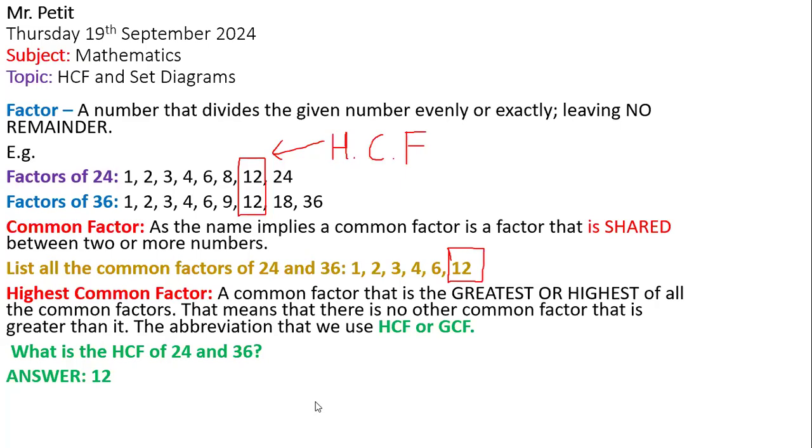So for this one, we're going to combine our understanding of HCF and stuff like that with set theory. If you understand what we've done so far, please put an I inside the chat. If you do not, put an N so that I can know who doesn't understand.